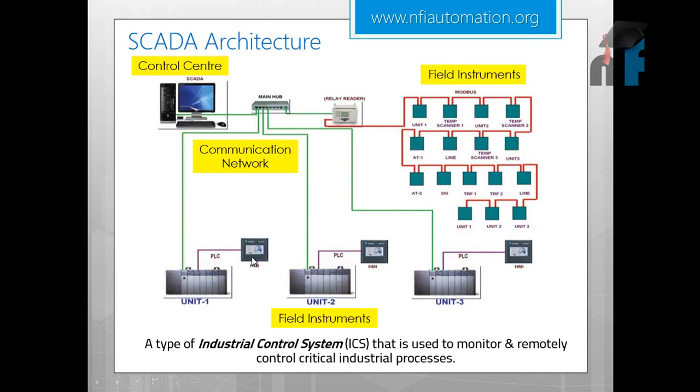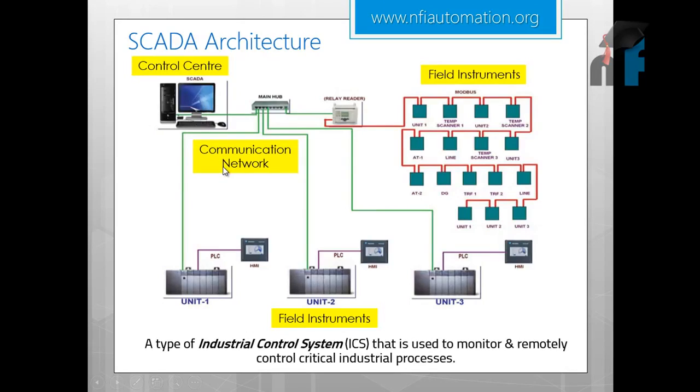So this HMI, this human machine interface, is individually connected to the PLC. This is independently controlling and monitoring this PLC, but if you need a control station which can read the information from all the units, you need a SCADA system. So this is connected to all other units via a main hub. So this is the basic architecture of SCADA.